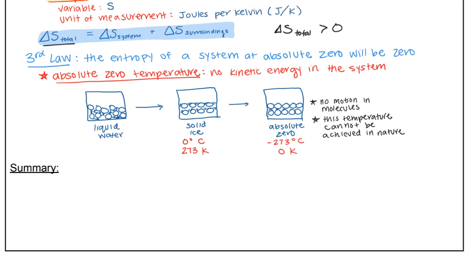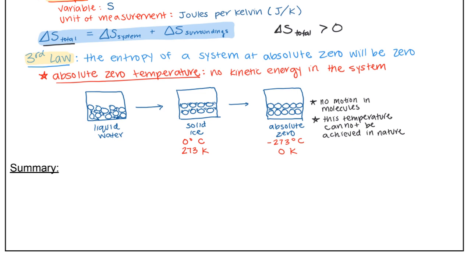Finally, our third law of thermodynamics is pretty cool because it introduces this idea of what we call absolute zero. Technically, what the third law states is that the entropy of a system at absolute zero will be 0. But what I want you all to take away from this third law of thermodynamics is the concept of an absolute zero temperature, meaning that it is so cold that it is impossible for particles of matter to have any kinetic energy.